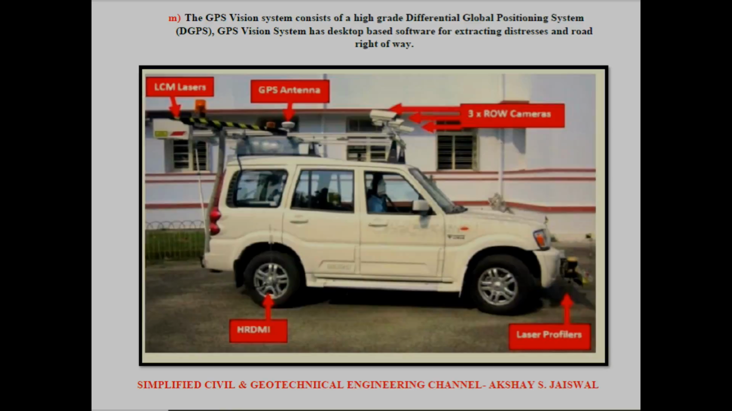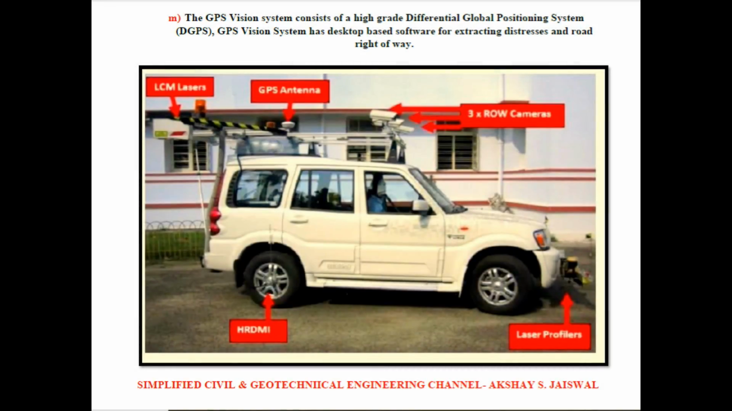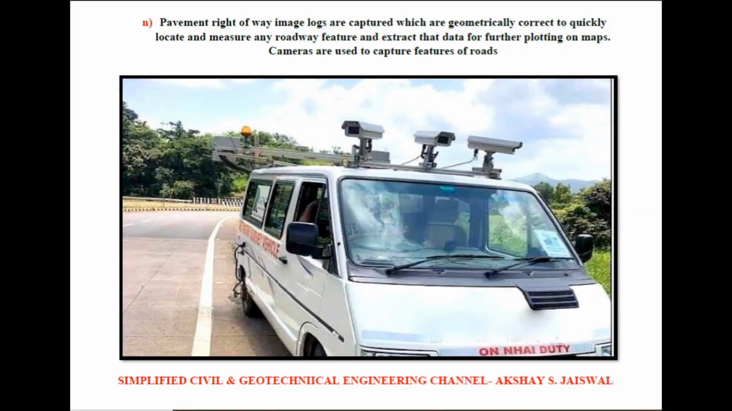The GPS vision system consists of a high-grade differential global positioning system, that is DGPS. GPS vision system has desktop-based software for extracting distress and road right-of-way. Pavement right-of-way image logs are captured which are geometrically correct to quickly locate and measure any roadway feature and extract that data for further plotting on maps. Cameras are used to capture features of road.